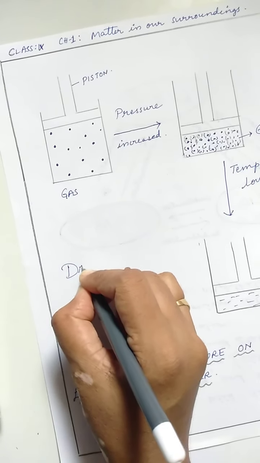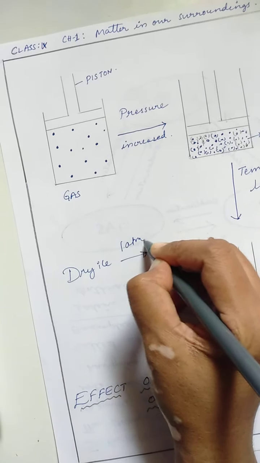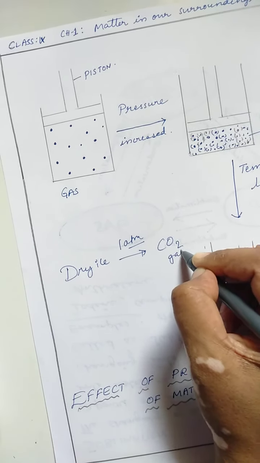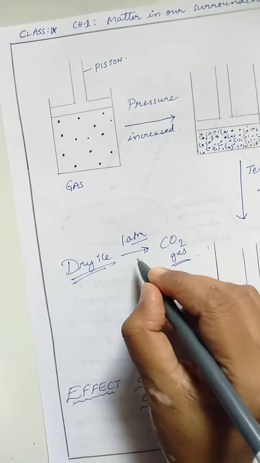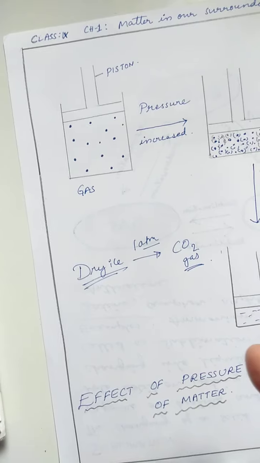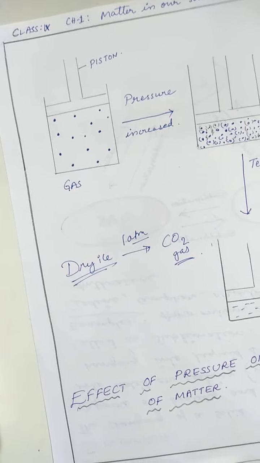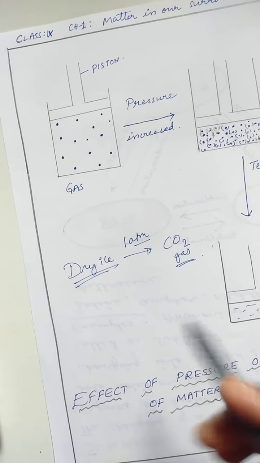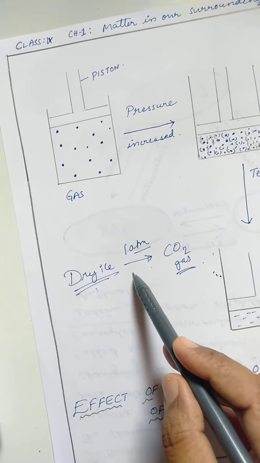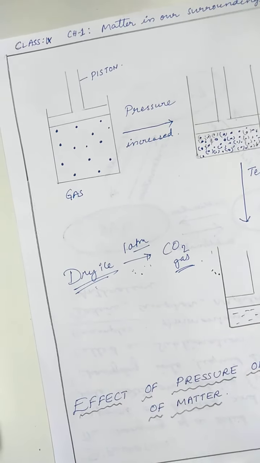So dry ice, when its pressure is decreased to about 1 atmospheric pressure, changes to carbon dioxide gas directly without the intermediate liquid phase. What is this process called, children? Yes, it's called sublimation. So what is sublimation? The changing of a solid directly into vapor state without the intermediary liquid state is called sublimation.